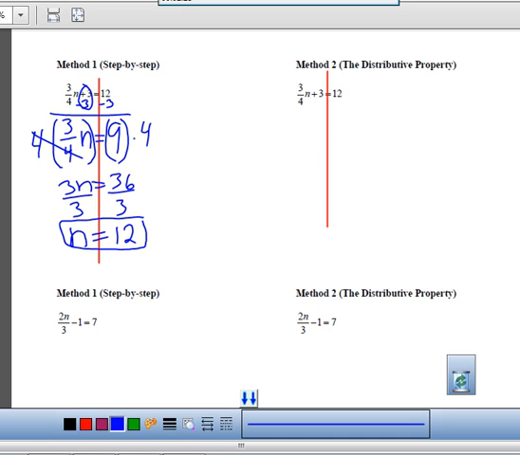Now we're going to do this using the distributive property. And the distributive property says, okay, let's multiply both sides of the equation, or the entire equation, by whatever our denominator is. So in this case, it's 4. So I'm going to multiply everything that I have by 4. 4 times 3/4 n, the 4's cancel, and I get 3n. 4 times 3 is 12, so plus 12. Equals 4 times 12 is 48.